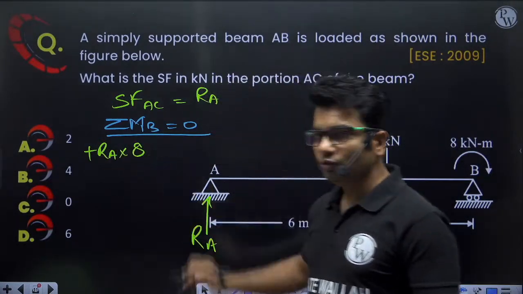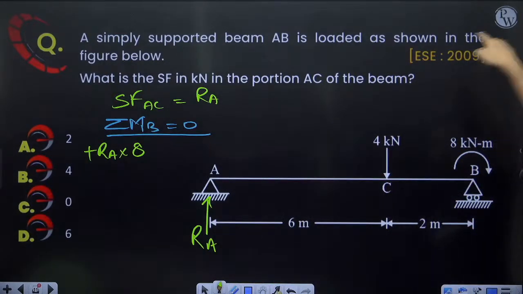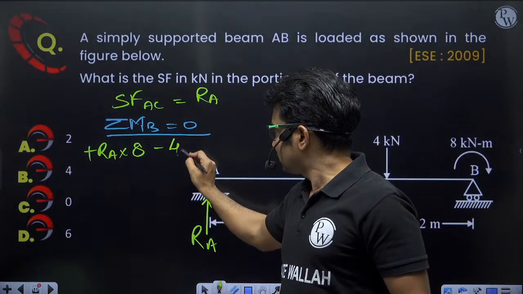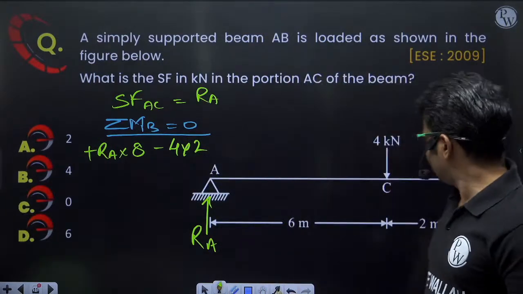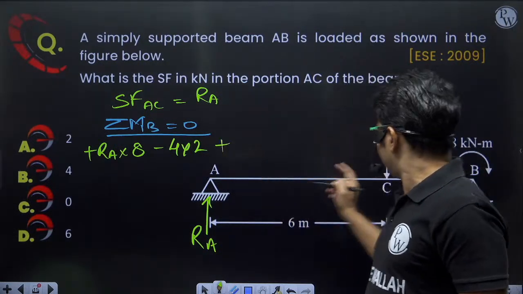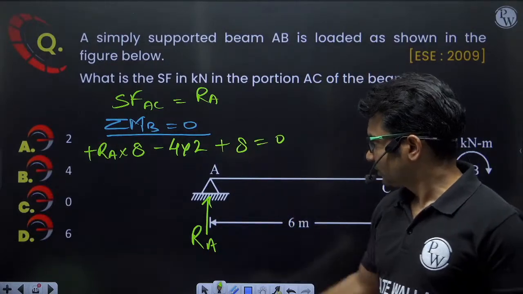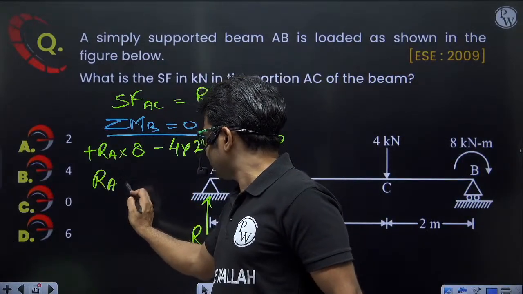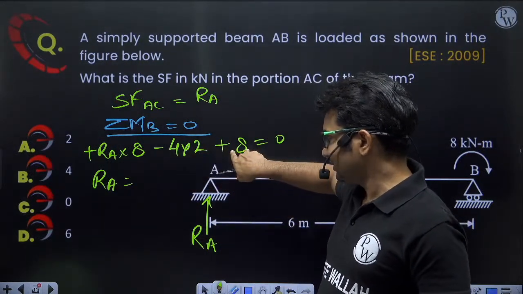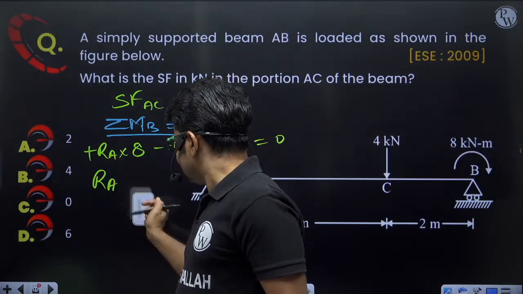So RA into 8. Now this is the 4 kilonewton load, giving anti-clockwise rotation. So minus 4 into 2. Then I have one moment here also, and it is also clockwise, so plus 8 kilonewton meter, and the sum equals 0. From this I can calculate RA: RA into 8 minus 8 plus 8, they cancel out. So RA will be equal to 0.